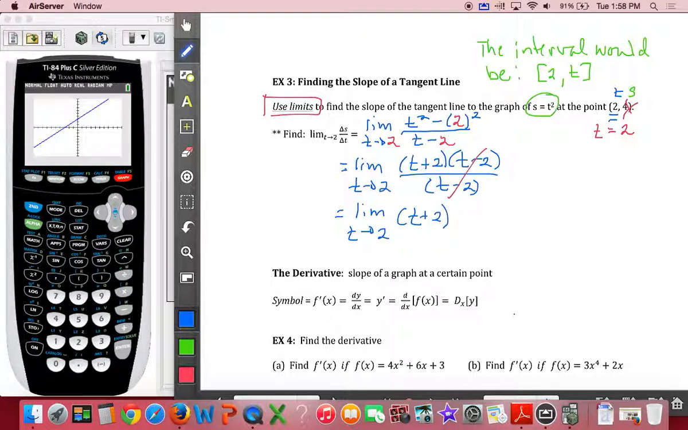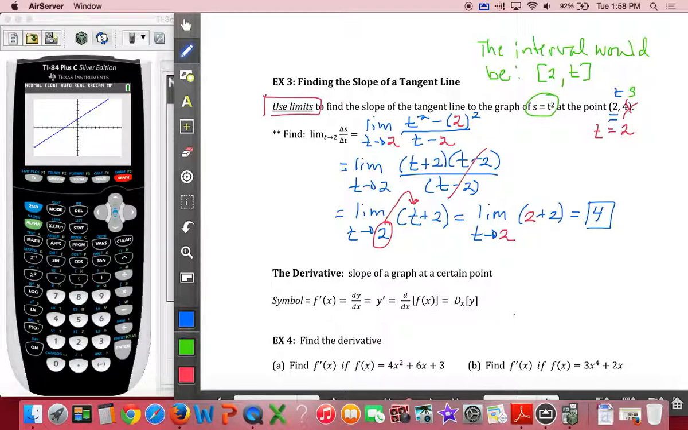What do we do with that? You're going to take what we're approaching, the 2, and you're going to put it in for every t that you have. Well, we only have one t. So this equals, because I'm running out of room, the limit as t approaches 2 of 2 plus 2, equals what? 4. So the instantaneous velocity would be 4 at time 2.